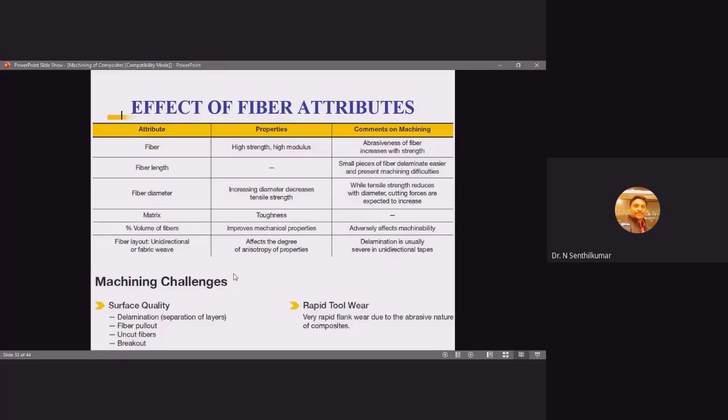So the machining challenges that we will have are delamination, first thing, then fiber pull out, then uncut fibers, then fiber breakout. This affects the surface quality, but delamination is surface breakage. Then tool wear: because of the abrasive nature of the fibers, rapid tool wear will be there. If the tool wear is higher, then the machining characteristics will be reduced.